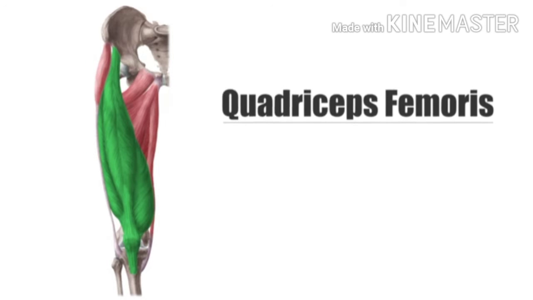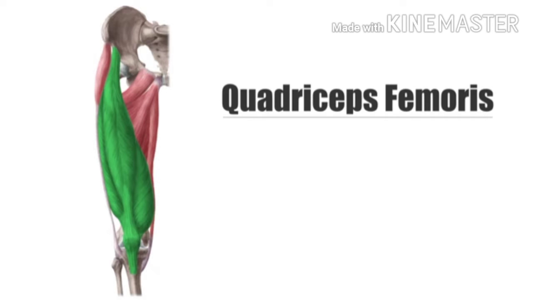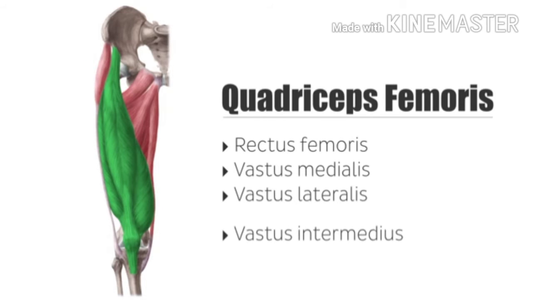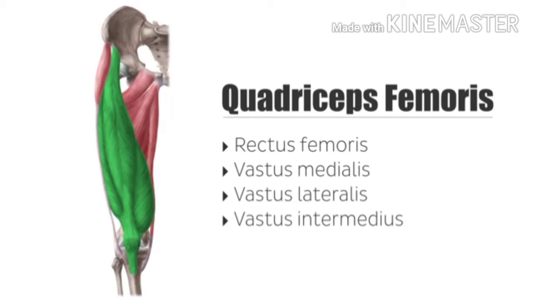It consists of four separate muscles: the rectus femoris, the vastus medialis, the vastus lateralis, and the vastus intermedius. We will discuss the insertion and origin of each one individually.